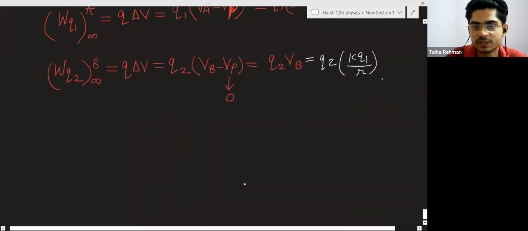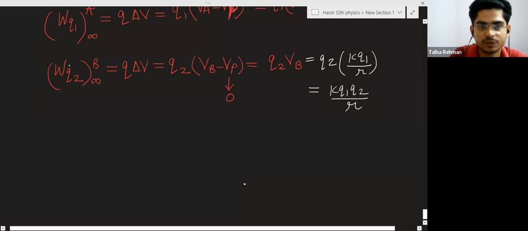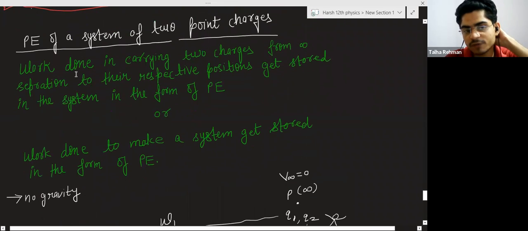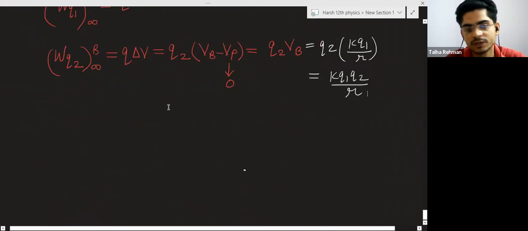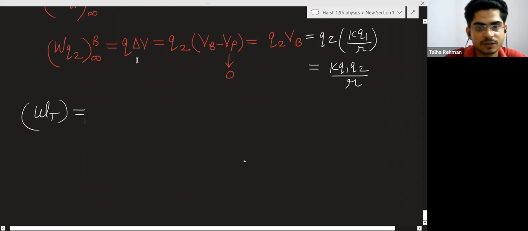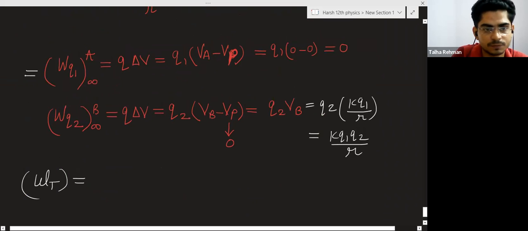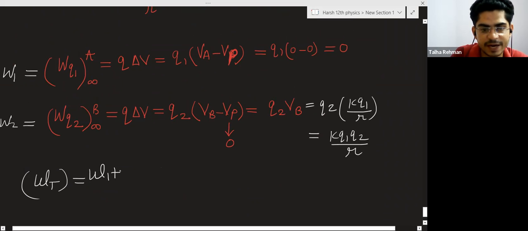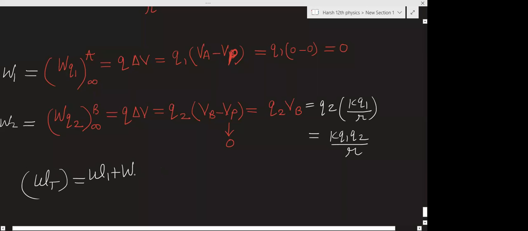So this is the work done, K Q1 Q2 by R, from infinity. We are talking about the total work done. If I want to calculate the total work done, I am supposing this as W1 and this as W2. Work is a scalar quantity, so we can add the work directly: work 1 plus work 2.